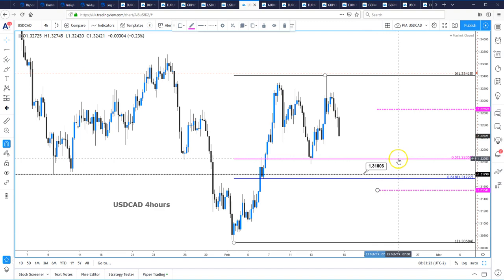So really the range for this corrective move lower, I think, is here. And to the upside, prime resistance at the beginning of next week is 1.3285.